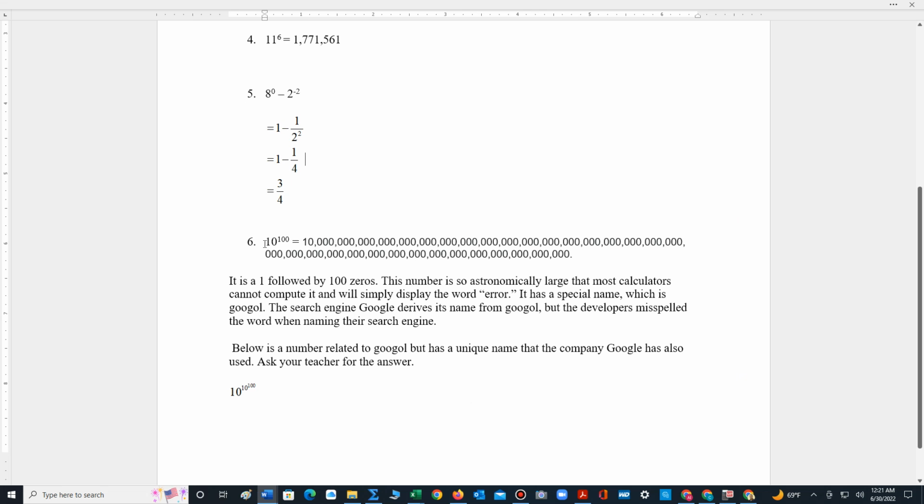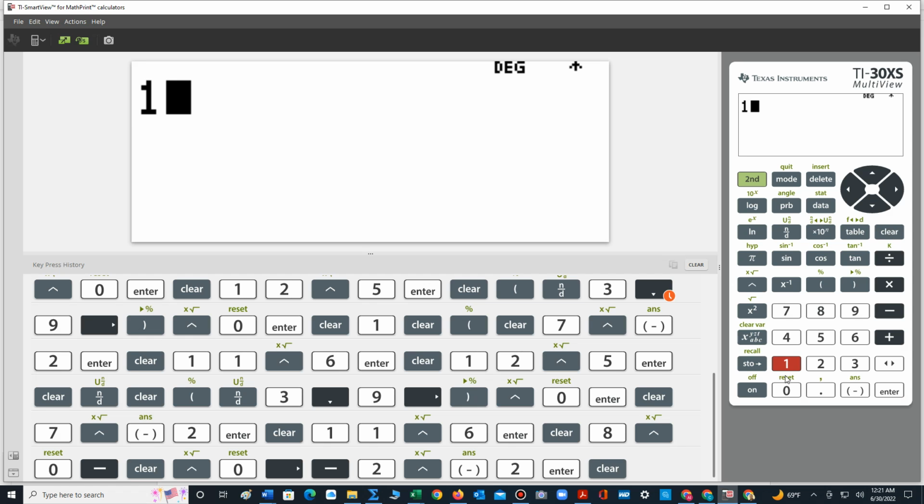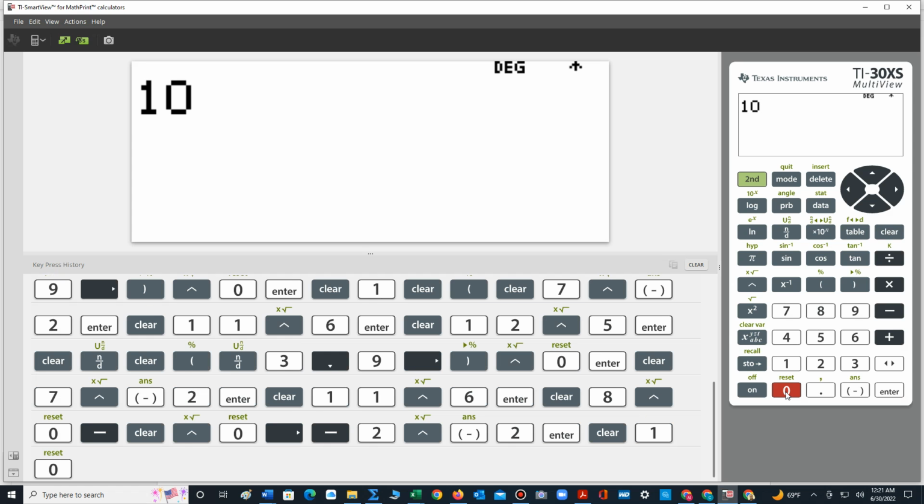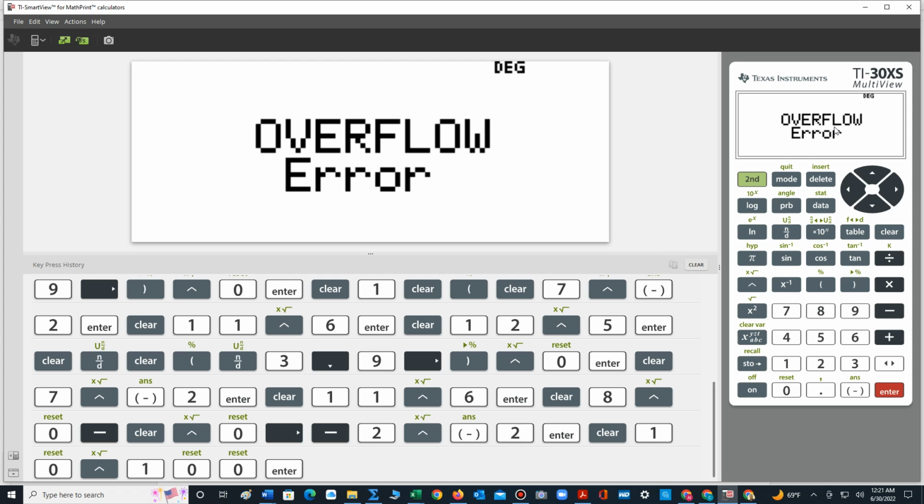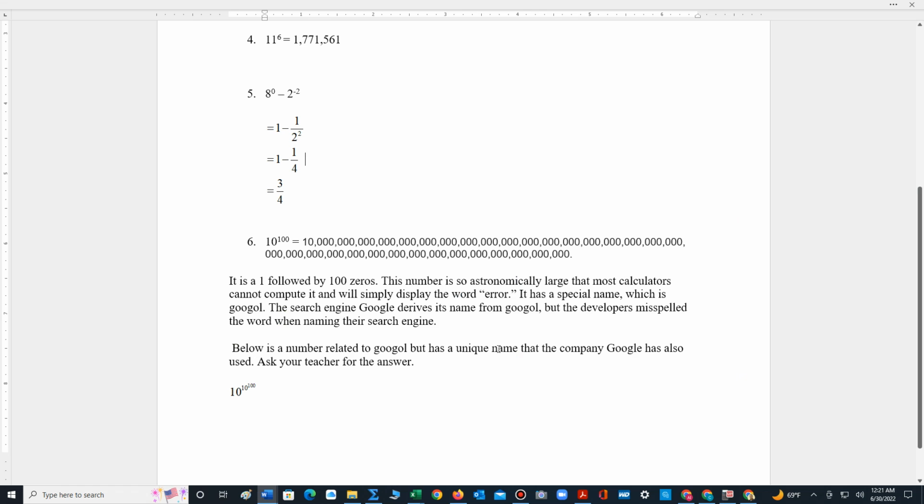Now finally, we have this last exponent, 10 to the 100. It's basically a 1 followed by 100 zeros. Most likely, if you were using your calculator to try to compute that value, let's try it here. So 10 to the 100 power, what most likely happened is you get some type of error. In this case, it states overflow error. What that means is that this number is simply too large for your calculator to compute. It just overloaded the memory banks.